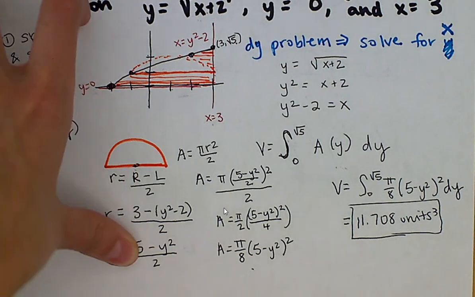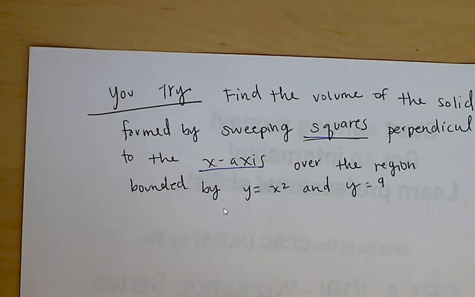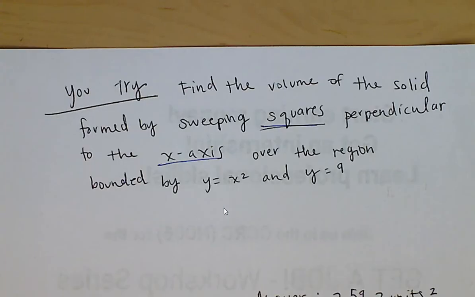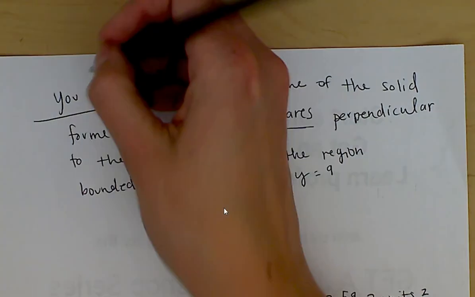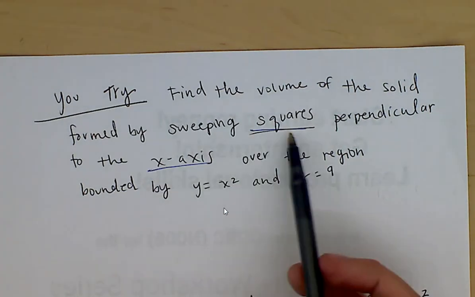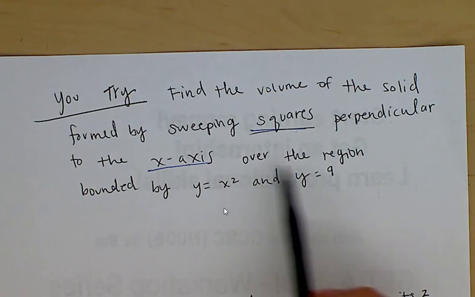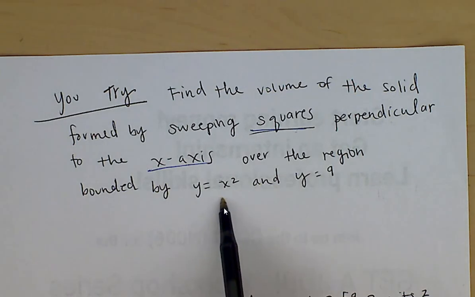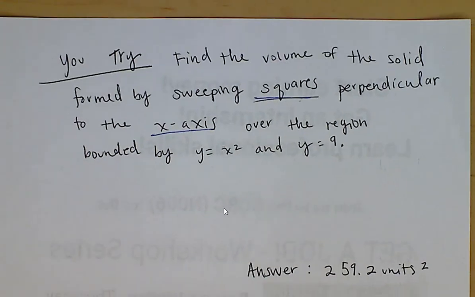I'm just going to leave you with one more problem that I'm going to let you try. So this one you're going to try on your own. Find the volume of the solid formed by sweeping squares perpendicular to the x-axis over the region bounded by y equals x squared and y equals 9. So you should follow the steps. And in the end, so you can check yourself, the answer is going to be 259.2 units squared. I want you all to try this, and we will go over it in class tomorrow.